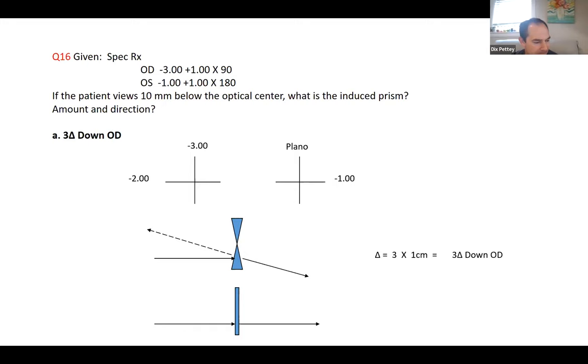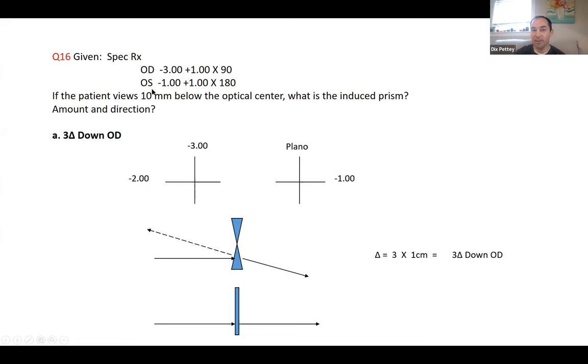Sure. If the patient was not looking 10 millimeters below the optical center, but 10 millimeters above the optical center, the only thing that would change is that it would not be a base down, but it would be a 3-diopter base up. Correct. Yes, and that's where drawing the picture is helpful to see which direction the prism base is going. And so drawing these little triangles will show which direction the prism is.